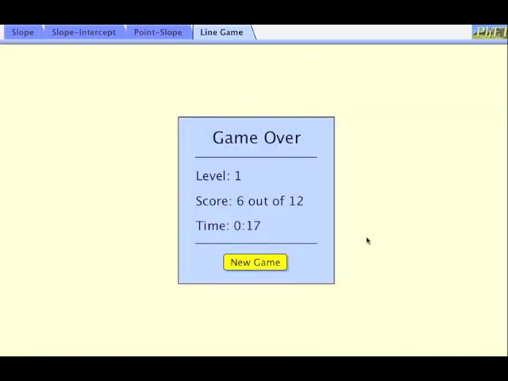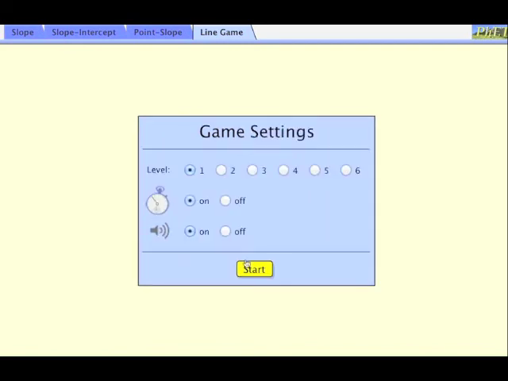Now at the end of a level, you're going to see a screen that looks like this. I don't want you to move on to the next level until your score is at least 10 out of 12. As soon as you get a 10, 11, or 12 score, then you can press New Game and move on to the next highest level.